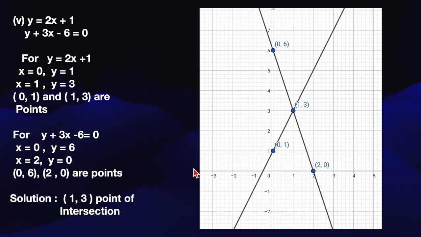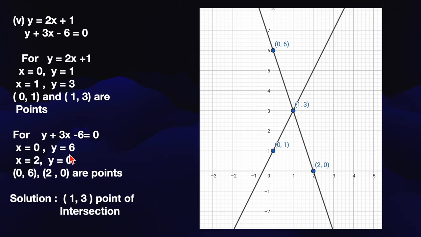Sum number 5, y is equal to 2x plus 1 and y plus 3x minus 6 is equal to 0. So these are the two equations. Let us plot these lines. Take the first equation, put the value of x as 0, y is equal to 1. Put x as 1, y is equal to 3. So these are the 2 points. So here it is 0, 1 and 1, 3. Draw a line like this.